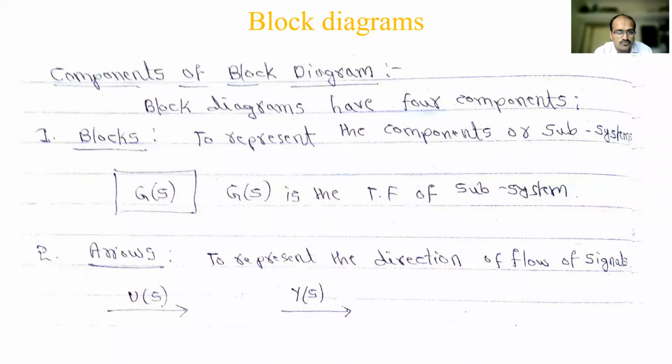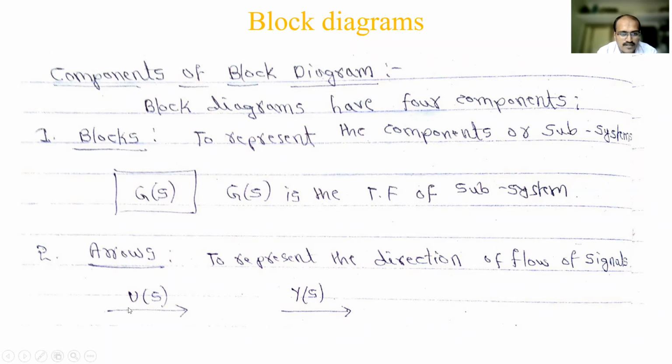Okay, as I told you in the very beginning, Y of S is output. Also C of S can be used. C means controlled output, R means reference input. The same thing in some books they will use u and y, u of t, y of t. In Laplace transform it is u of s, y of s.